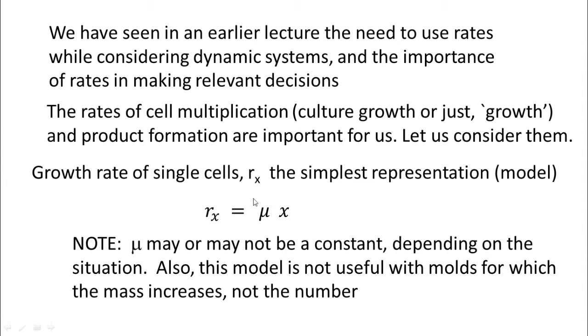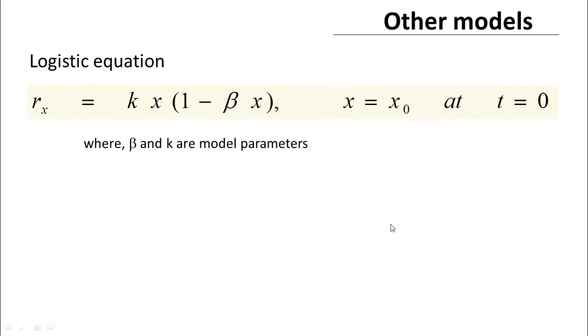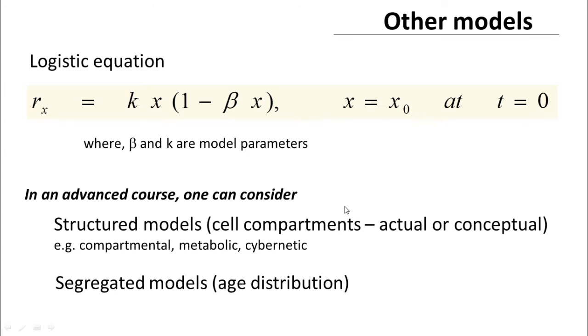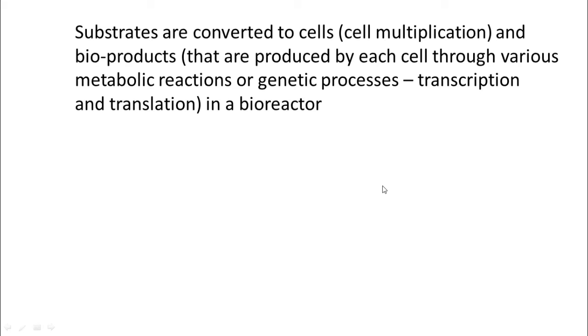This is the simplest model, Rx equals mu x, a first order representation. Mu may or may not be a constant. It is a constant in certain situations, it's not a constant in other situations. And then we looked at one other model, the logistic equation, and then we said there are more complex models that are available for people who are interested in advanced level learning of this aspect.